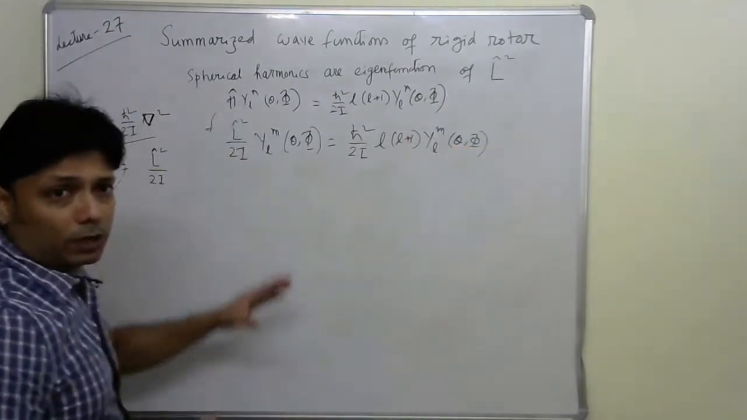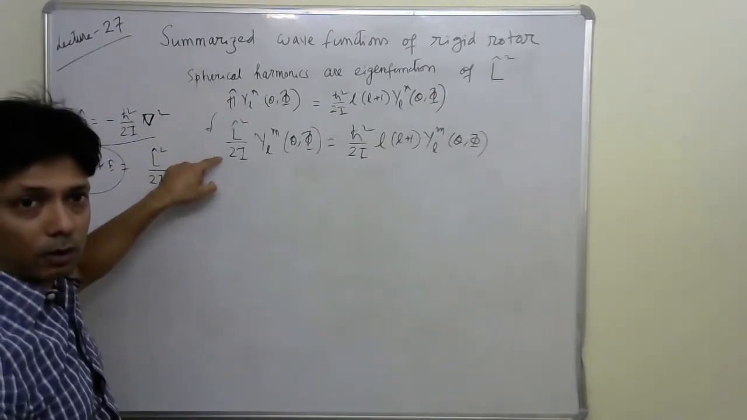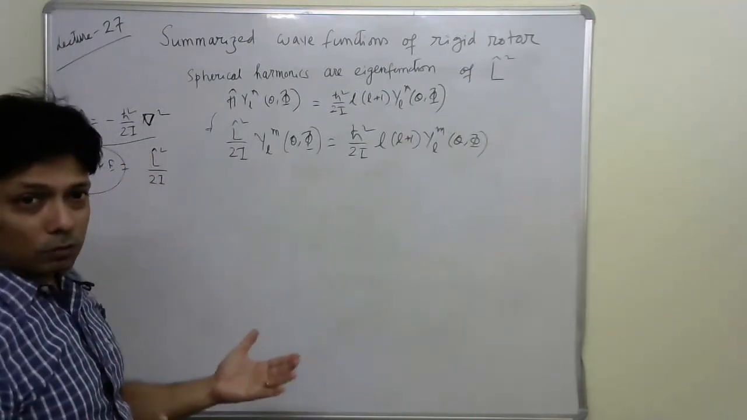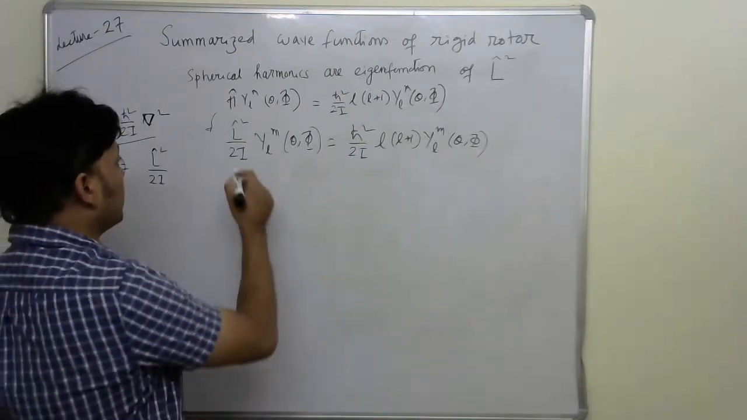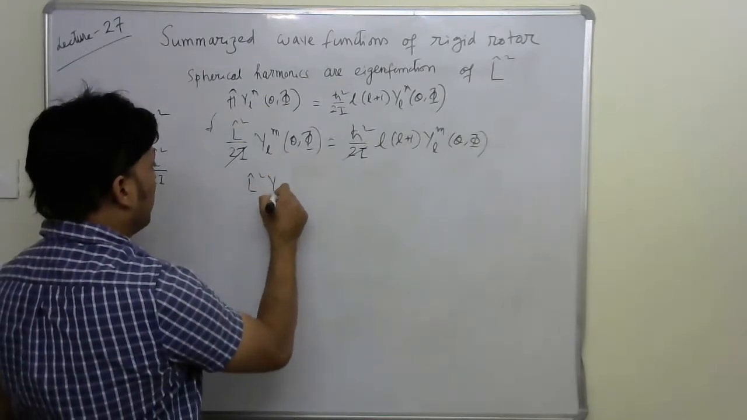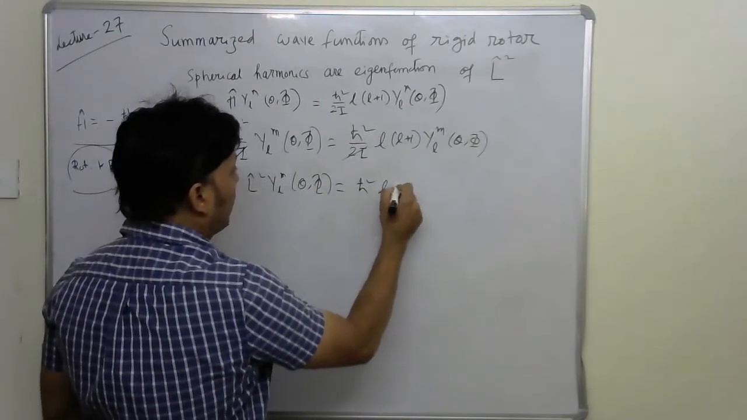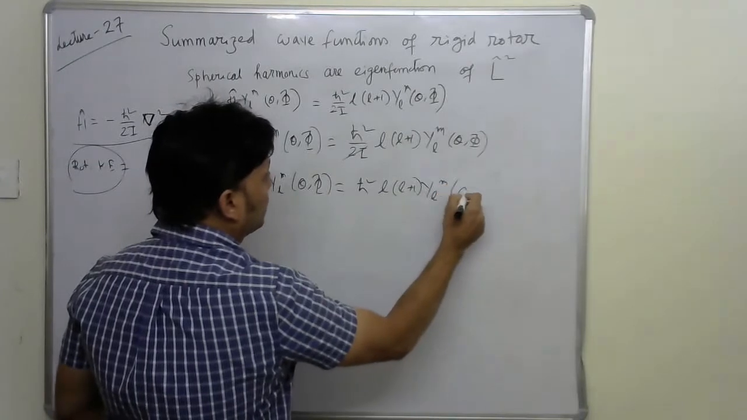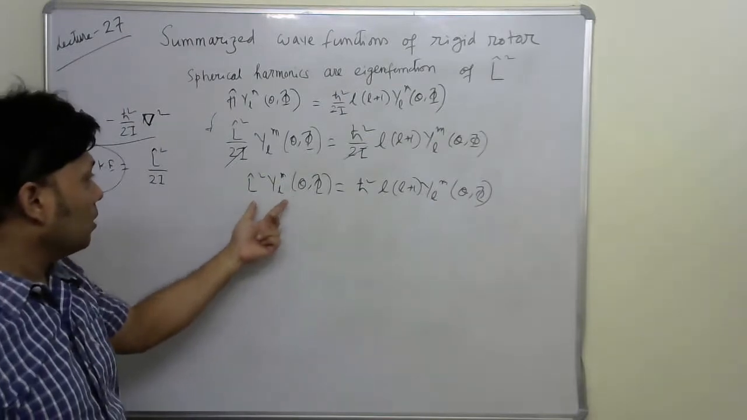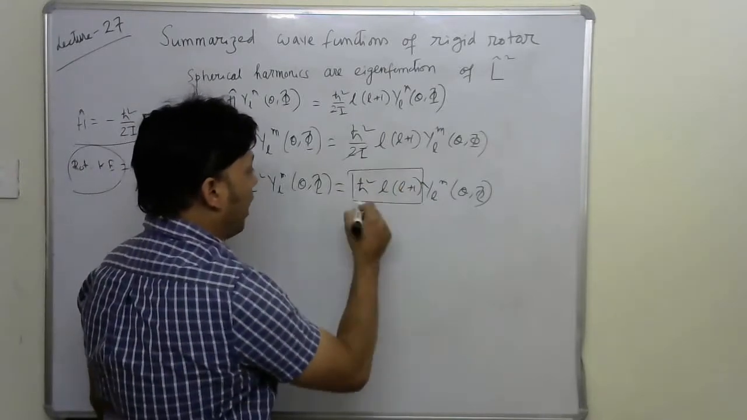Alright, you are with me now? We can easily write this equation into this equation by replacing H by L square over 2I. Now you see, this is an eigenvalue equation once again, and on both sides we have the constant 2I. So they cancel out, and what we are left with is L square Y_L^M(theta, phi) equal to h cross square L into L plus 1 Y_L^M(theta, phi). Okay, so this is an easy eigenvalue equation: the operator operating on the wave function giving you this eigenvalue.